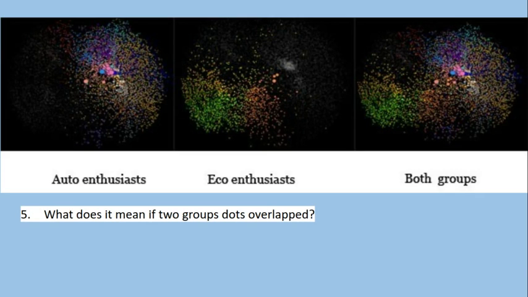So, question: what does it mean if two groups of dots overlapped? So, if there are multiple colors, if different colors are overlapping with each other, then what does that mean? So kind of think back. We just talked about, what does it mean if the dots are overlapping? What happens if they don't overlap? What if there's space between the dots? What does that mean?